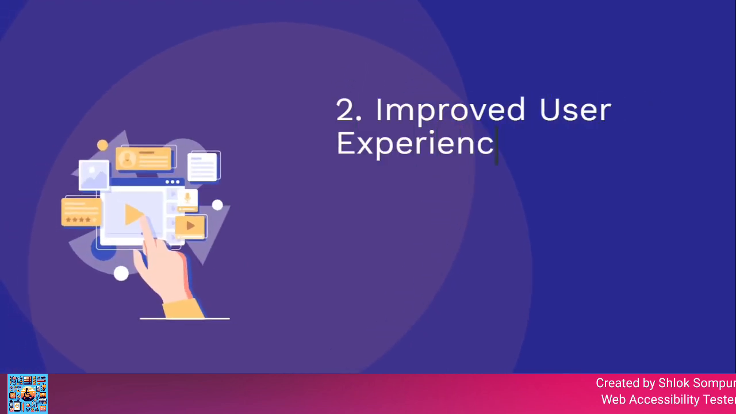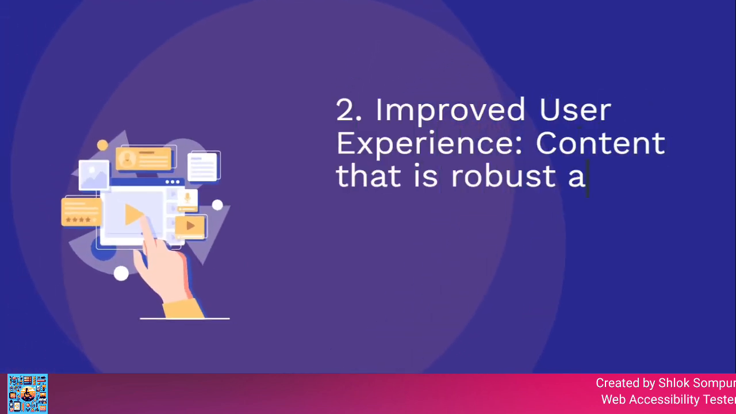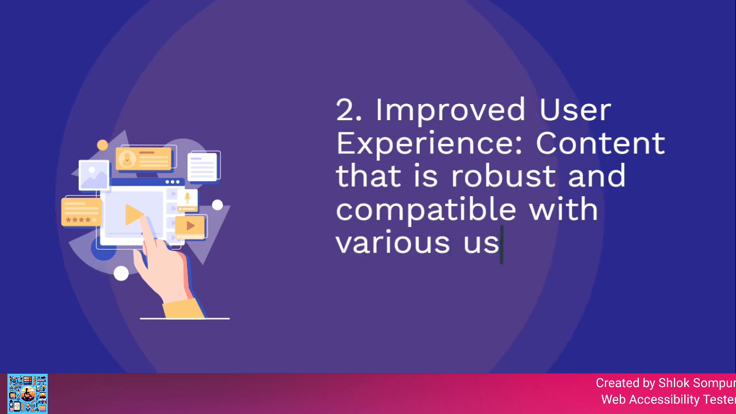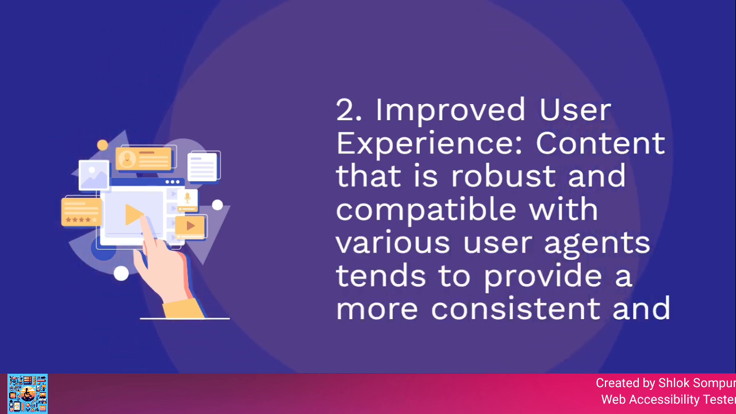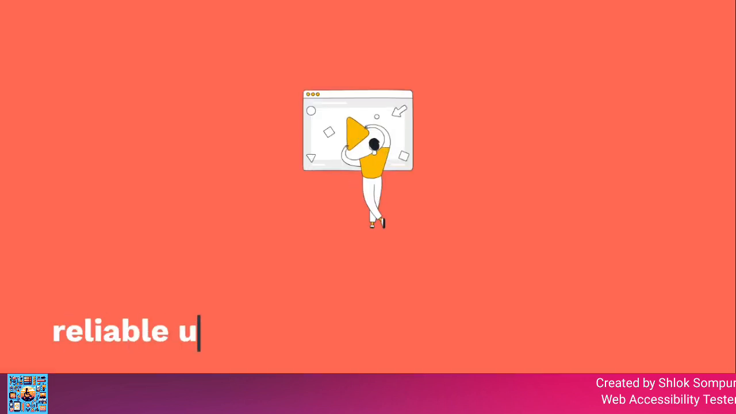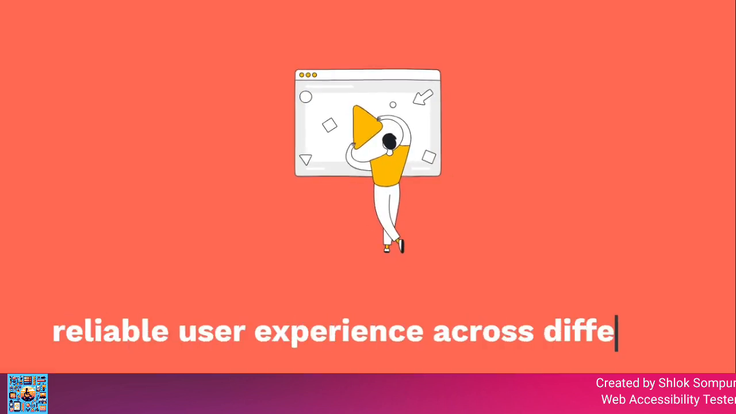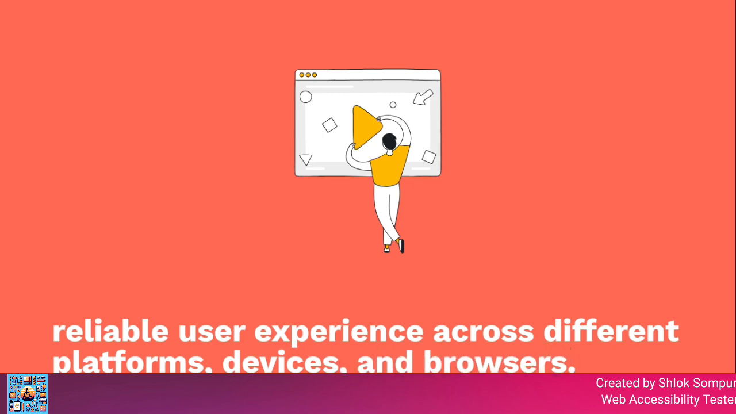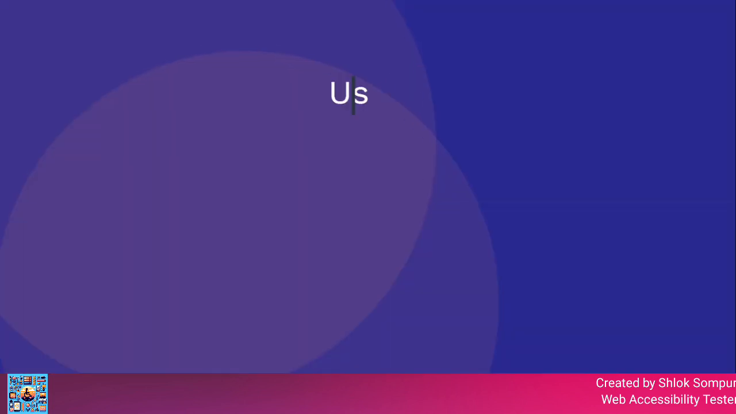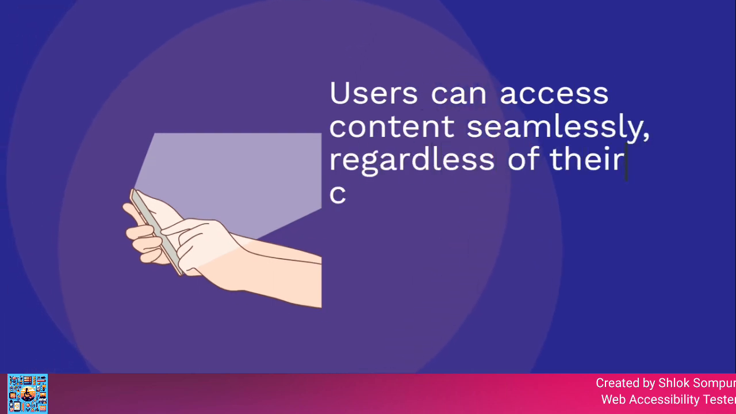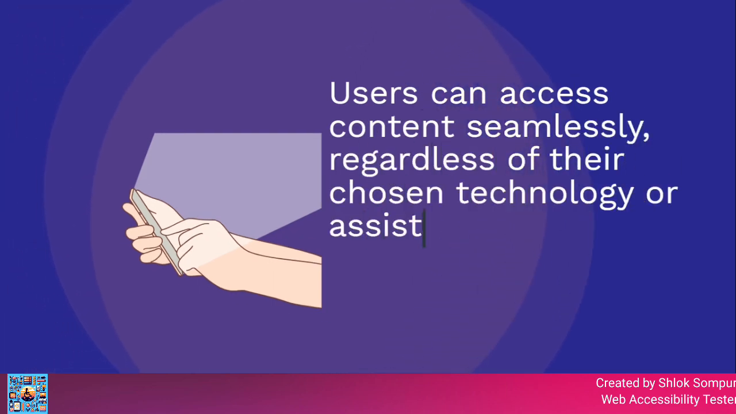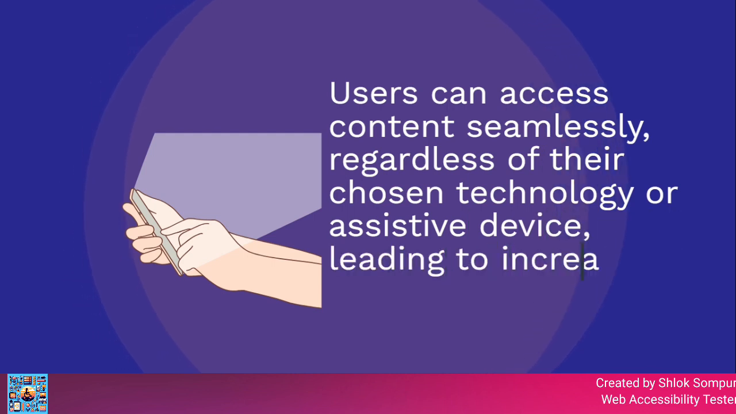2. Improved user experience. Content that is robust and compatible with various user agents tends to provide a more consistent and reliable user experience across different platforms, devices, and browsers. Users can access content seamlessly, regardless of their chosen technology or assistive device, leading to increased satisfaction and engagement.